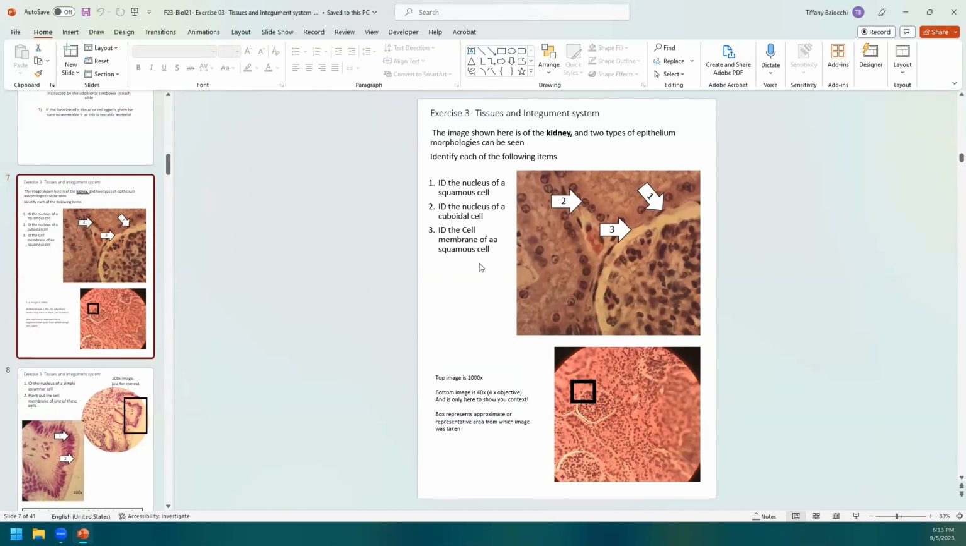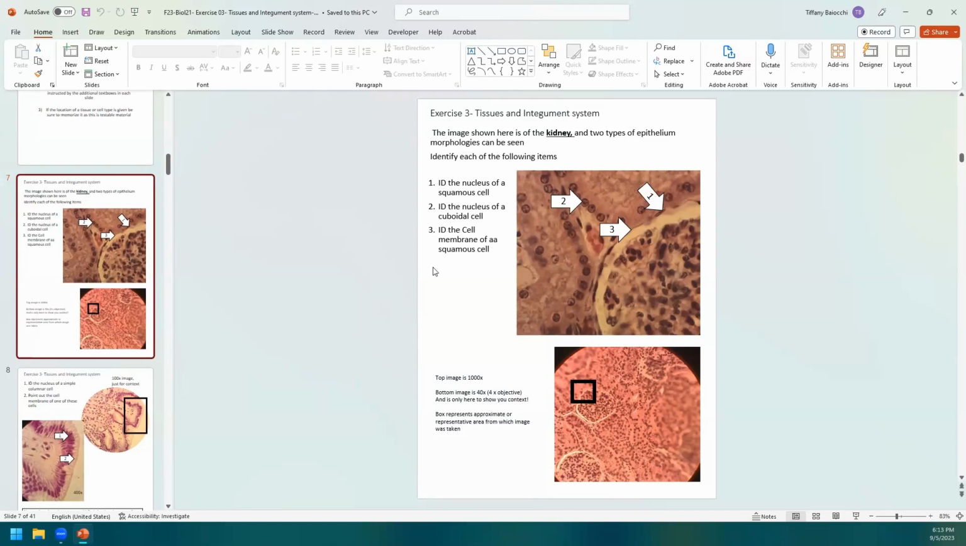In this particular one, I wanted you to, number one, ID the nucleus of a squamous cell, and those are these really, really flat ones here. We pointed out a nucleus. What you're going to notice is that nuclei tend to be stained darker purple or darker pink in a lot of these histology images. So number one was identify the nucleus, that dark dot right there, of a squamous cell, and you'll see that the nucleus is sort of stretched thin and flat.